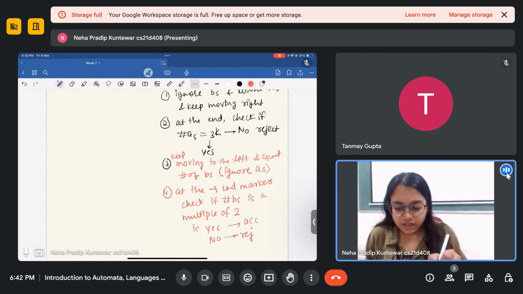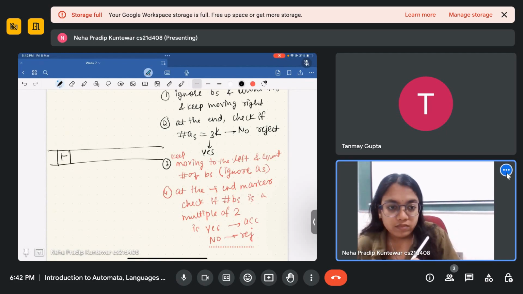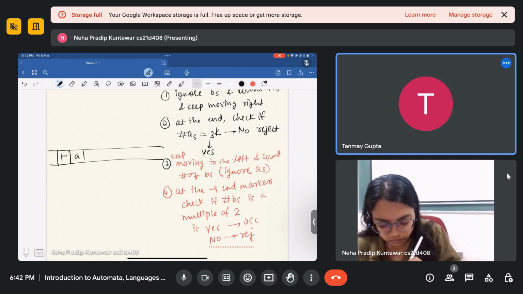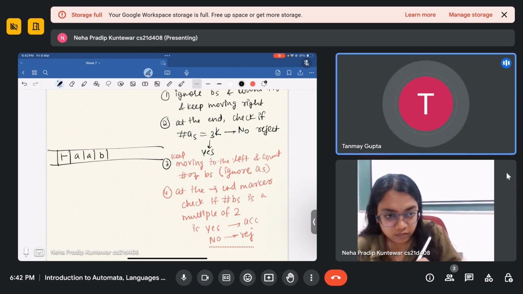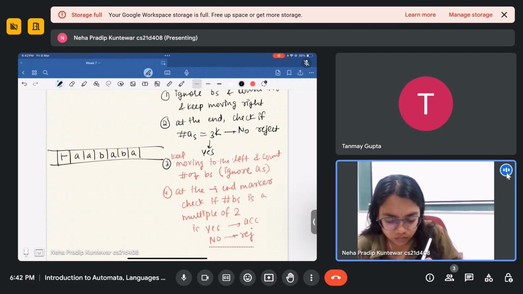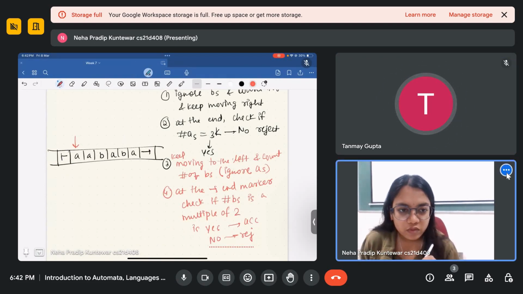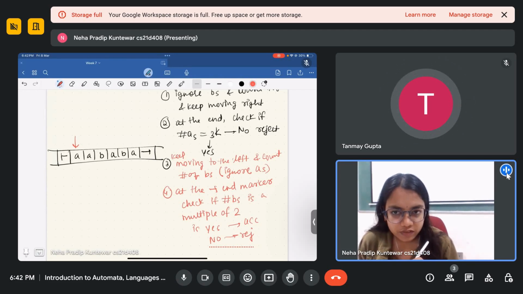So just to take an example, can you give me a string to write on the tape? AAB, ABA. Okay. So we will start from here, and we are going to count the number of A's. So at this point, the number of A's is 1. Then you move to the right. Number of A's is 2. Then you move to the right.